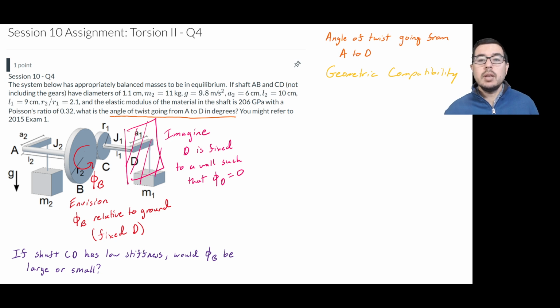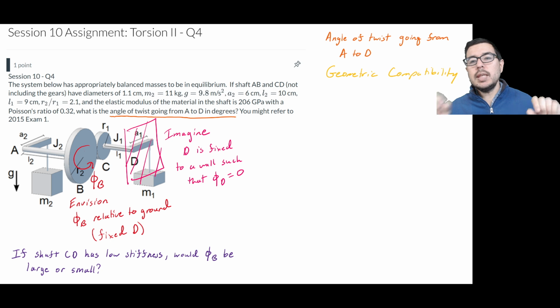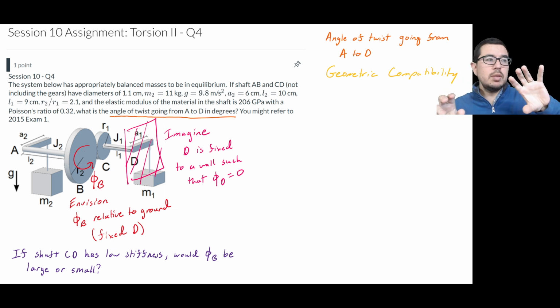This means, assuming of course that these wheels are rigid and that there is no deformation between the teeth of the gears where they interact, that the angle of displacement phi b is completely dependent on how much twist there is in CD, and also something about these radii for the two gears. But without doing all the math yet, if shaft CD is rubbery, you're going to see a lot of angle of twist for phi b.